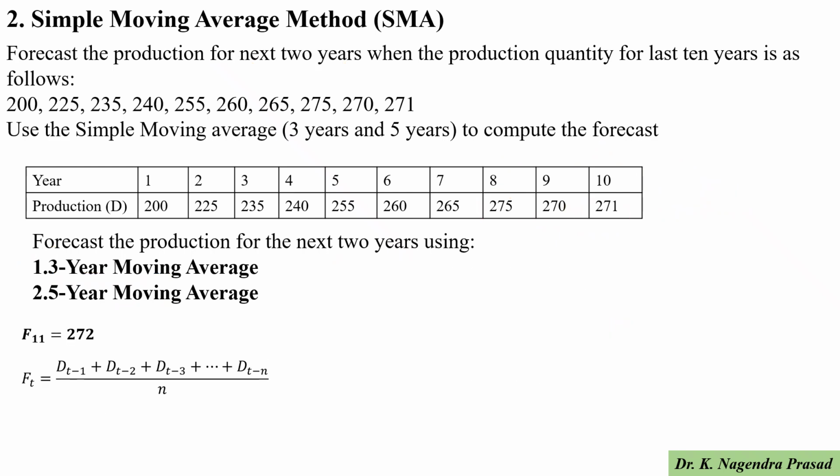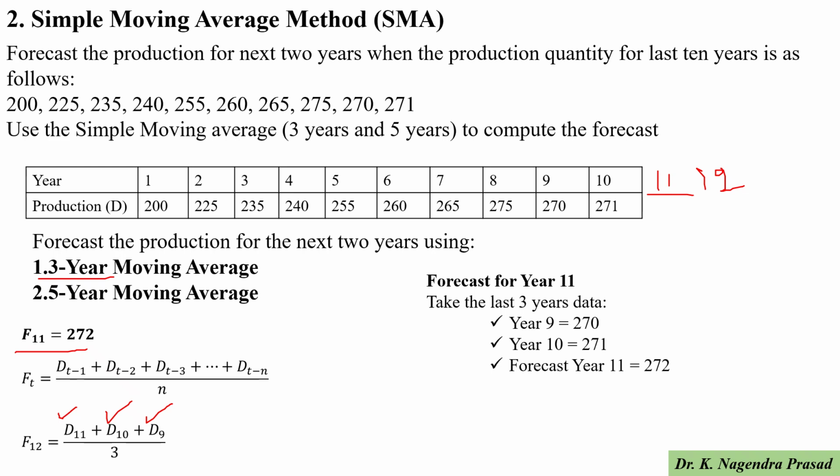So we calculated the 11th year forecasted value, that is 272. Next we have to determine the 12th year forecasted value also. So F12 equals (D11 + D10 + D9) divided by 3, since the number of periods is only 3 years.